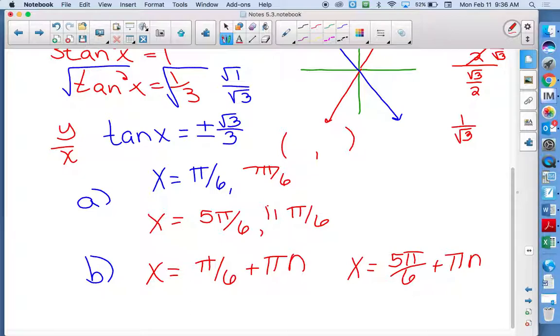Does it matter if you use the pi over 6 or you use the other? We try to use the first angle and base it off that first angle because then you're spinning from that location. Otherwise, you'd have to use a negative for n to go backwards to get the other angle. Other questions?